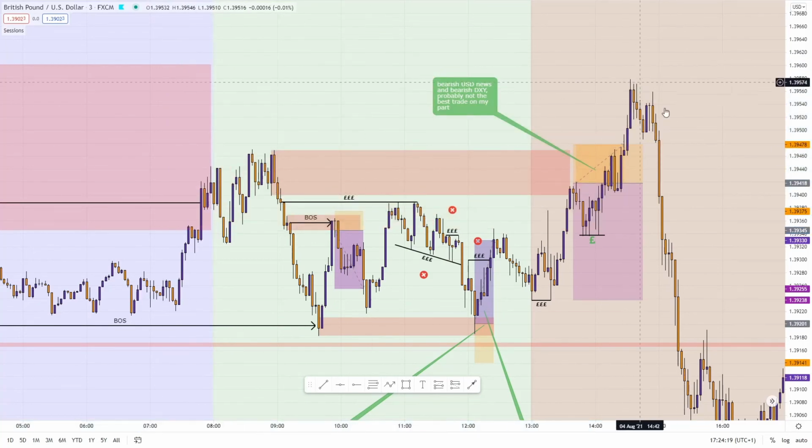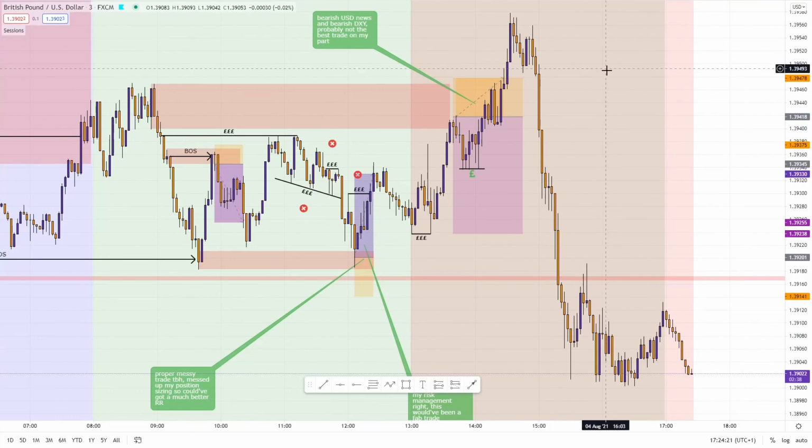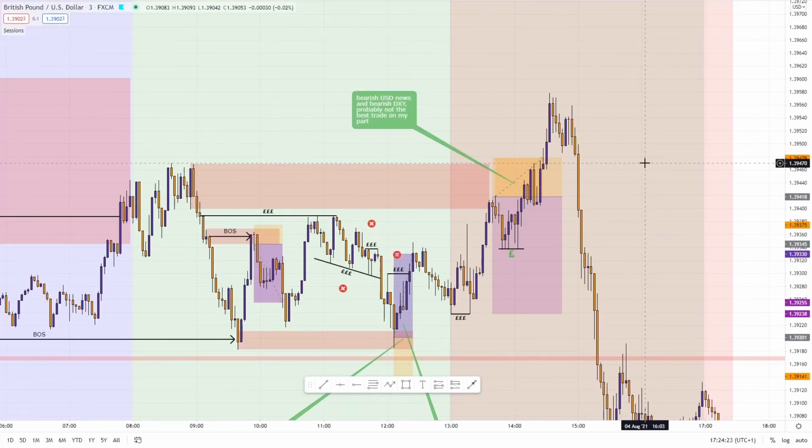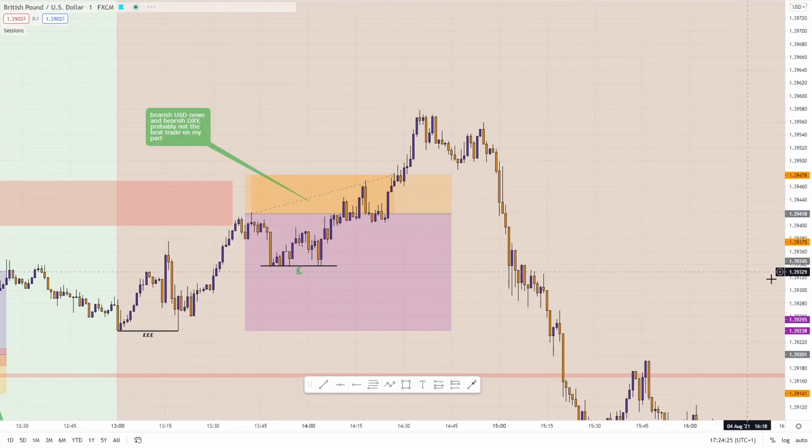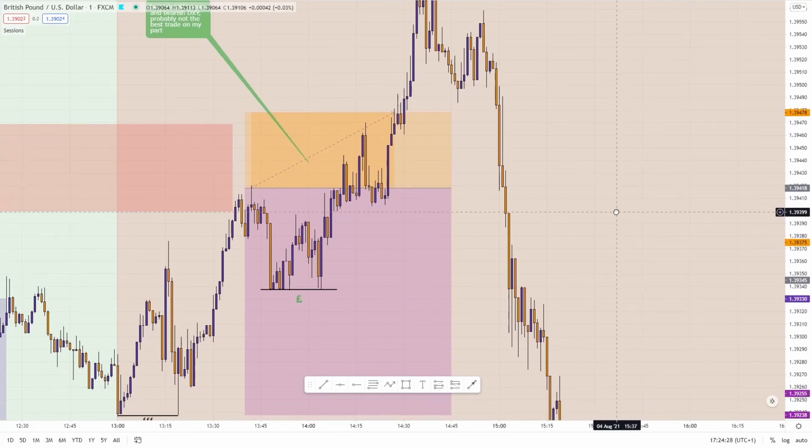Pushed up, and then once it did that, dropped off so nicely to the downside. Not much that you can do really about that one. Not every trade is going to go right. That's just how it is.